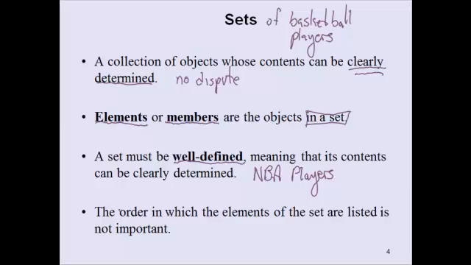And so the last thing is the order in which the elements of the set are listed is not important. A lot of times the way we list the elements of the set are just alphabetical order or something like that, right? So I may put Kobe Bryant in the set before LeBron James, and that's not to say that Kobe is better than LeBron or LeBron is better than Kobe. It's just that those are members of the set, and those are not in dispute because they are definitely NBA players, right?